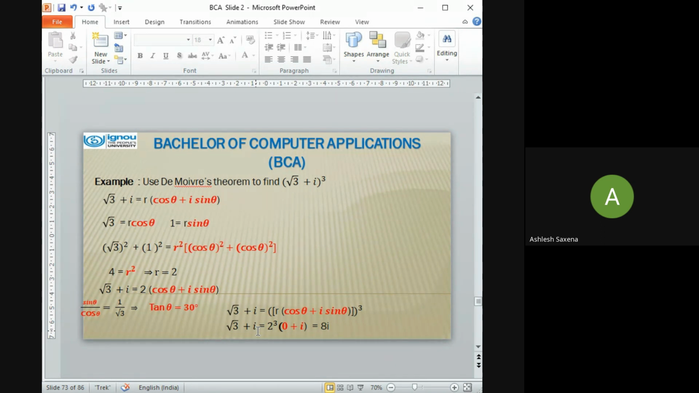Okay, so you will get 4 is equal to r square, so r will be equal to 2. Now we have to find the value of tan theta. Tan theta is sin theta by cos theta. It will be 1 by root 3 because that is y by x. Your y is 1 and your x is root 3.